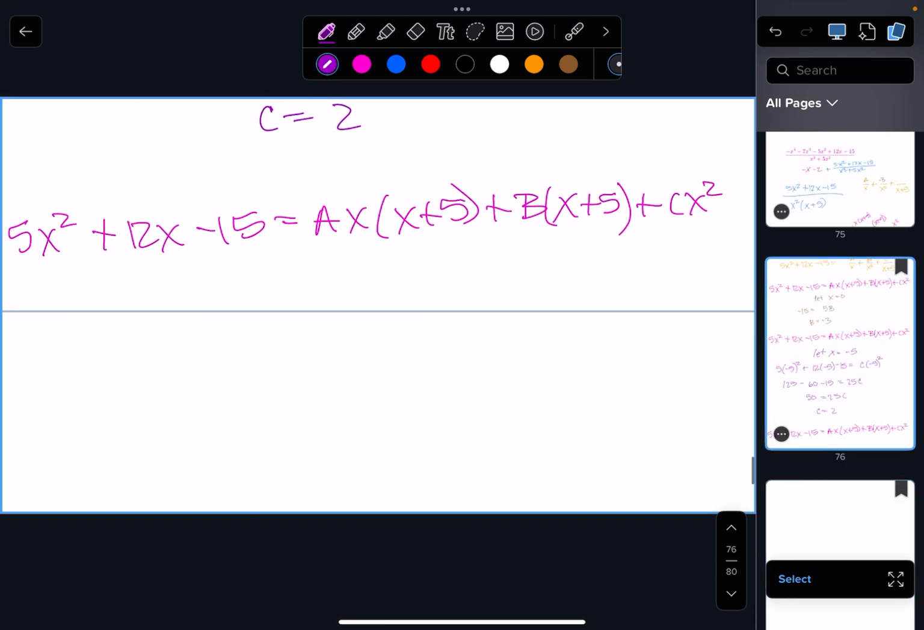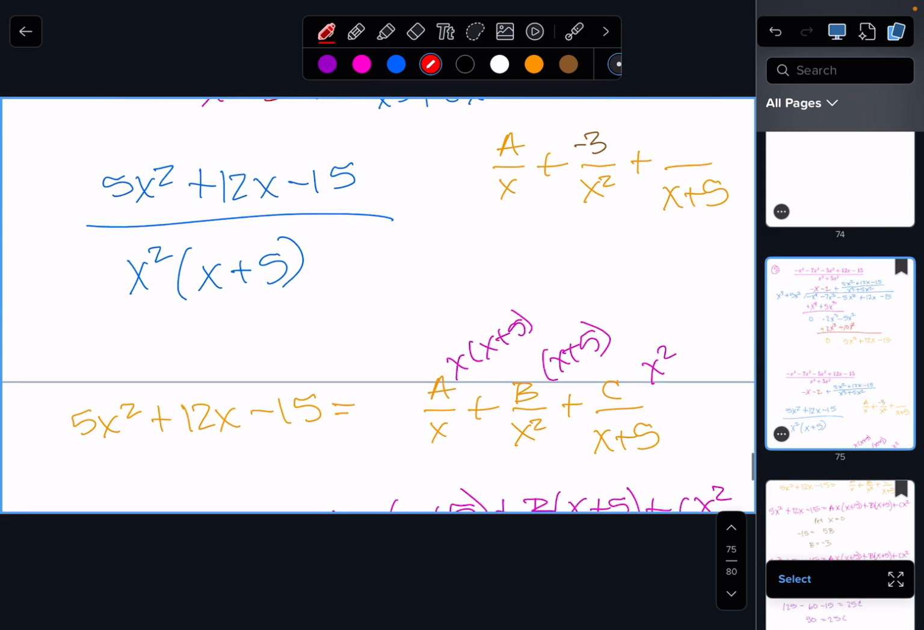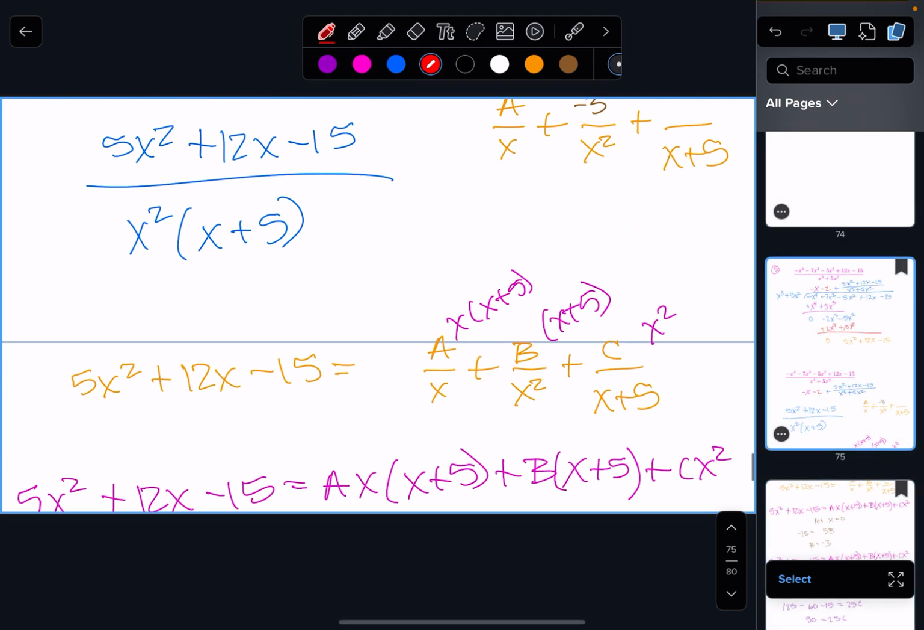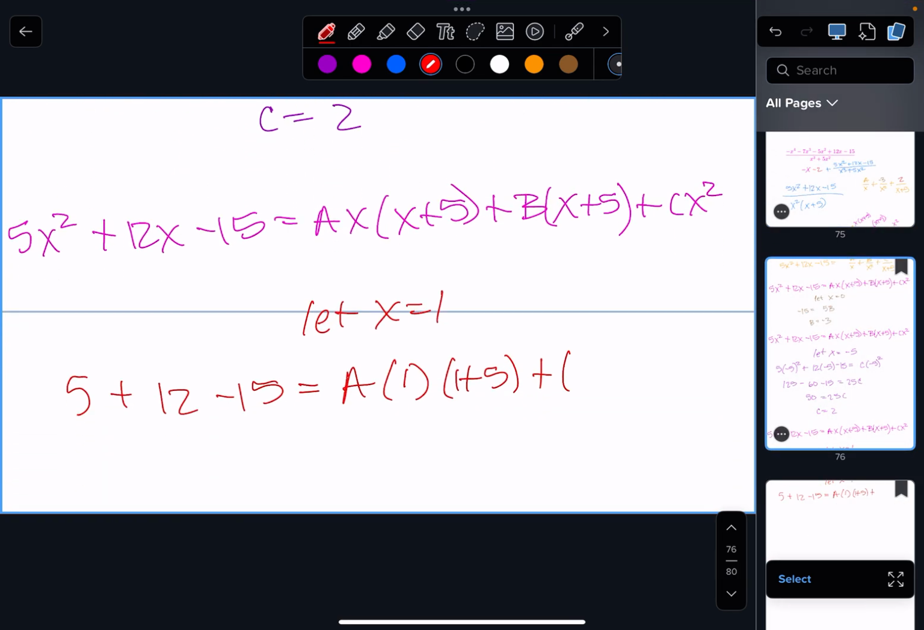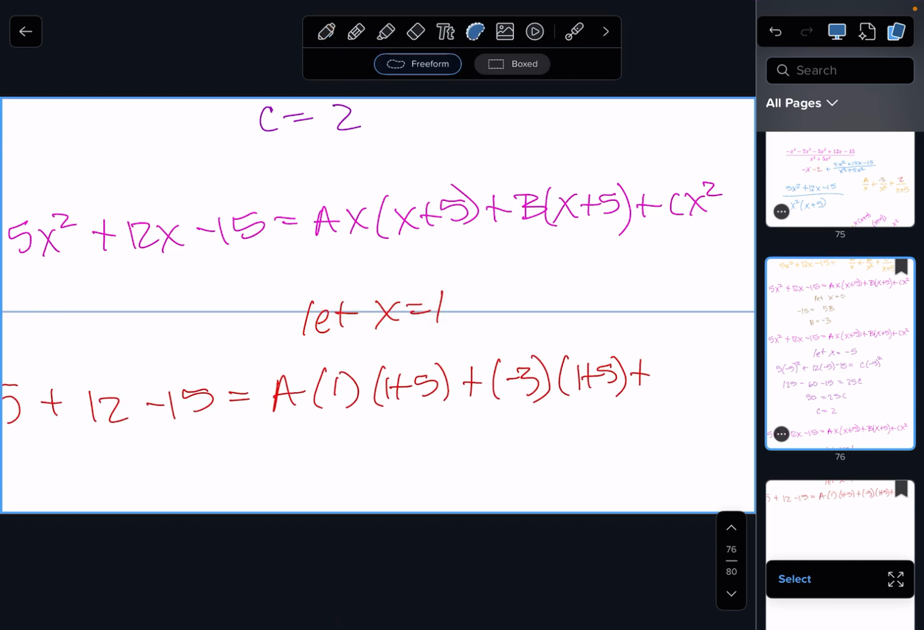So we're going to let x equal 1. So 5 plus 12 minus 15 equals A times 1 plus 5, plus B, which is negative 3, times 1 plus 5, plus C, which is 2, times 1 squared.